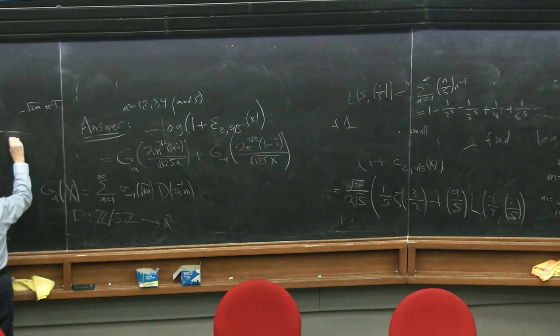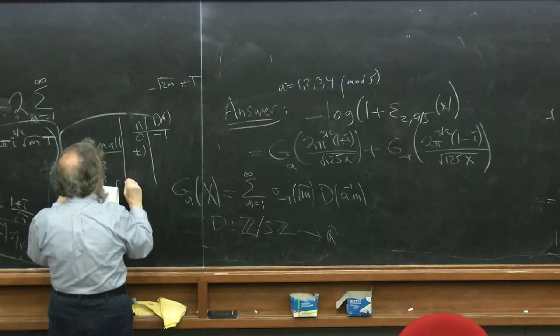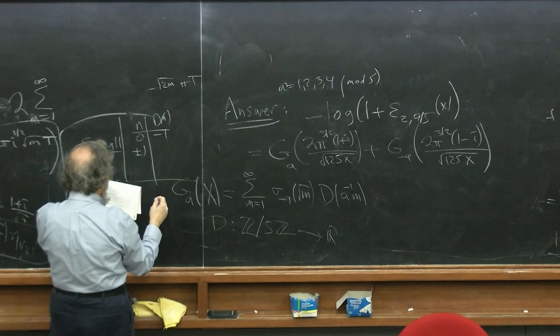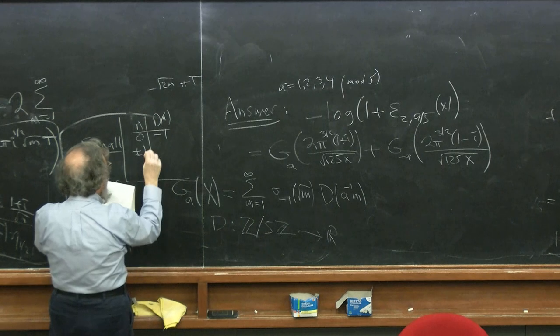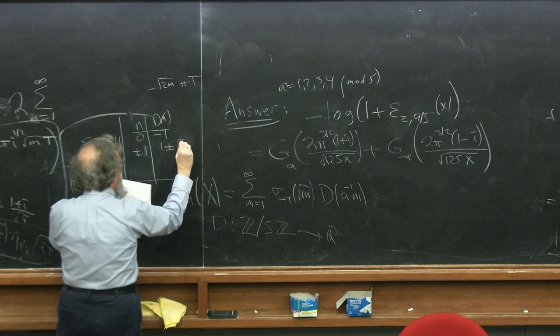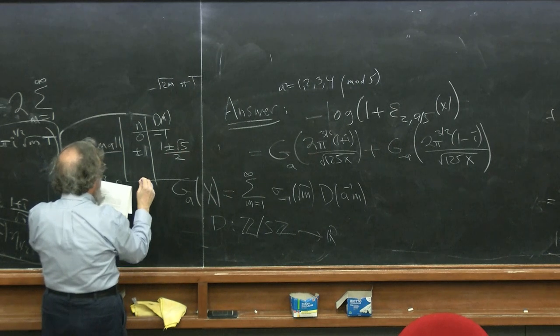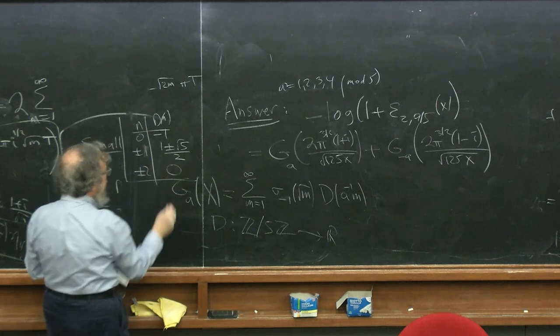So since it's for integers, here's n and here's d of n. D of 0 is minus 1. D of plus or minus, remember it's mod 5, so there are only three values. It's not even, but d of plus or minus 1 is the golden ratio, or its reciprocal, or negative reciprocal, I guess. It's conjugate. And d of plus or minus 2 is 0.